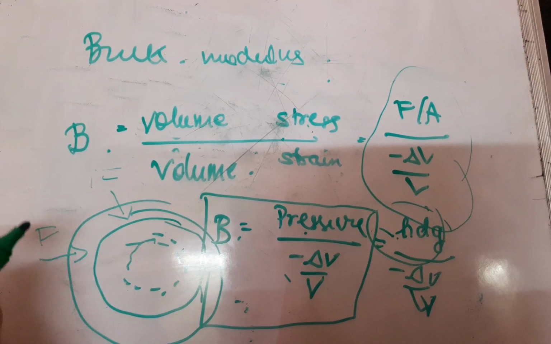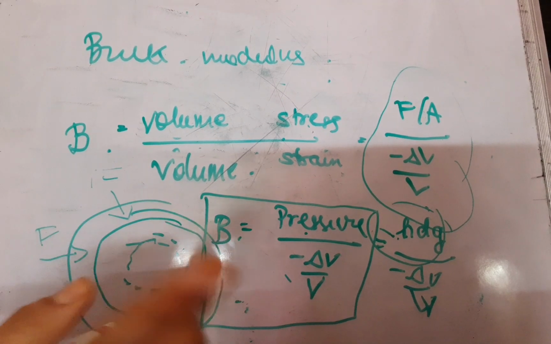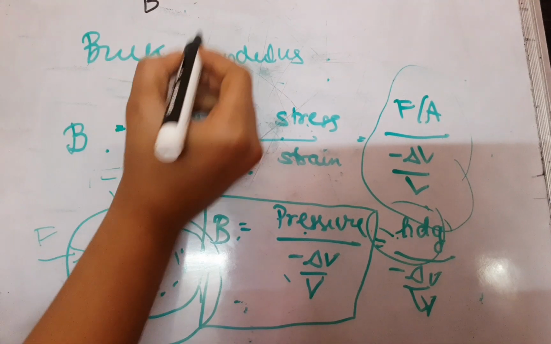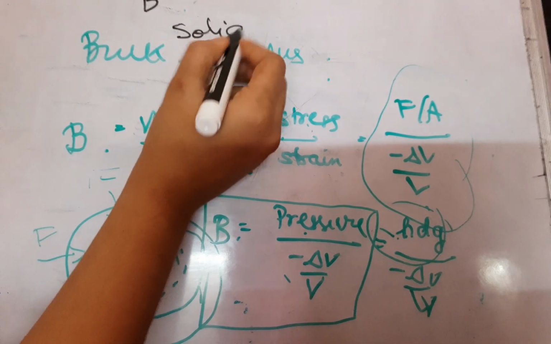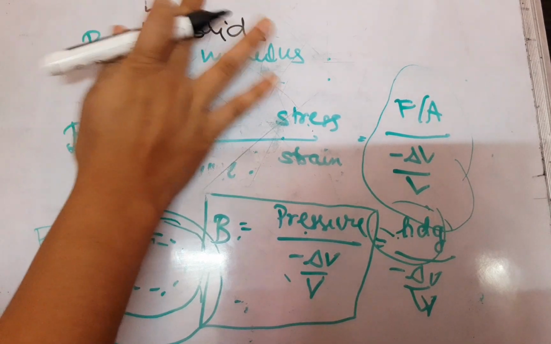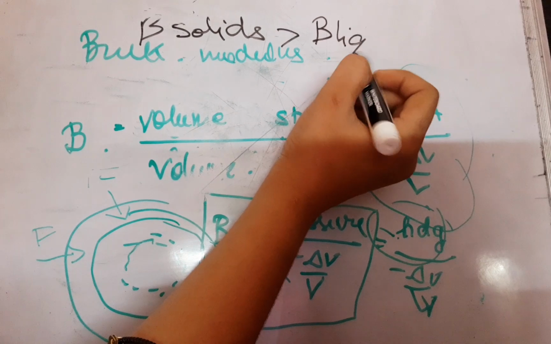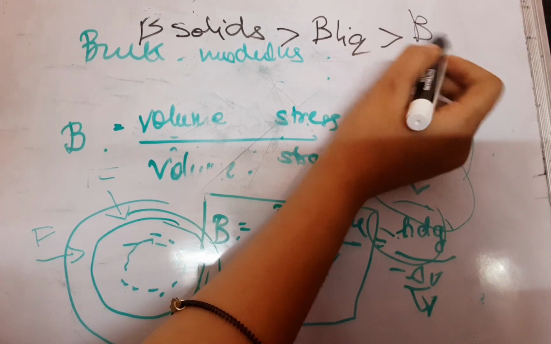And also you should remember the order for bulk modulus. Bulk modulus of solids will be greater than bulk modulus of liquids, which will be greater than bulk modulus of gases.